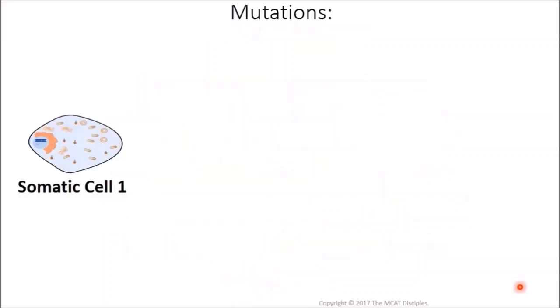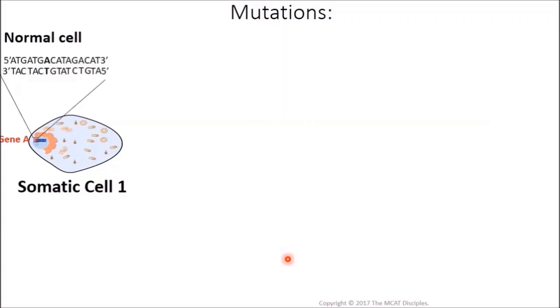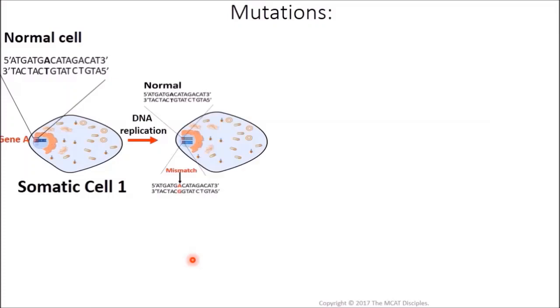We're going to talk about, obviously, the nucleus. So let's say we have this somatic cell 1, and we want to look at gene A in somatic cell 1. Let's say if we zoom into that, we'll find this sequence there. And we'll find that in a normal cell, it looks like that, somatic cell 1. And then somatic cell 1 undergoes DNA replication, and it incorporates a mismatch in the replicated DNA. So it has an AG instead of an AT. Now, that's a mismatch, okay?